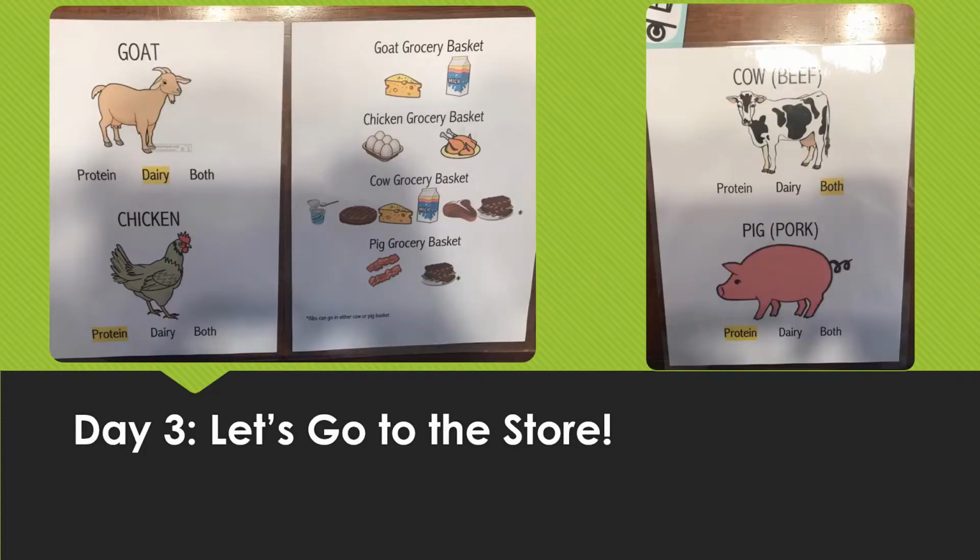These pictures show the answer key to the game. What I've done is just reprinted the pictures of the animals with either protein, dairy, or both below them and highlighted the correct answer. And then I've typed out goat grocery basket, chicken grocery basket, and so on, and placed the pictures that should be placed in each basket. And then I made a little side note next to the ribs saying that this can either go in the cow or the pig basket, depending on which one the child knew or was more familiar with. And then either the student or the teacher can check their work with this.